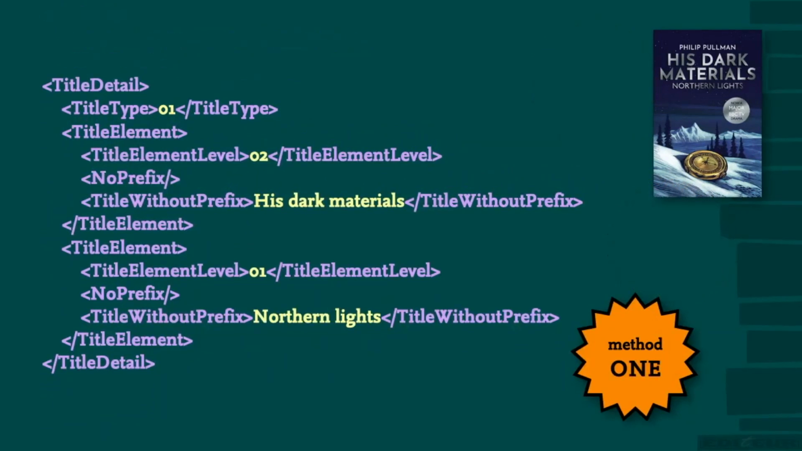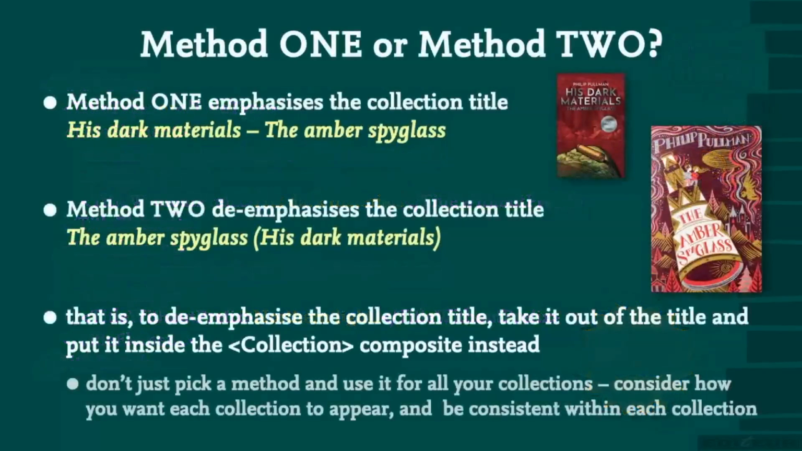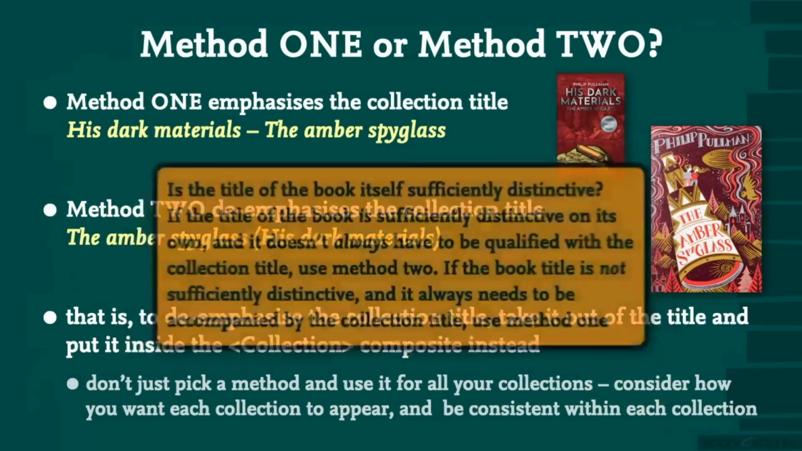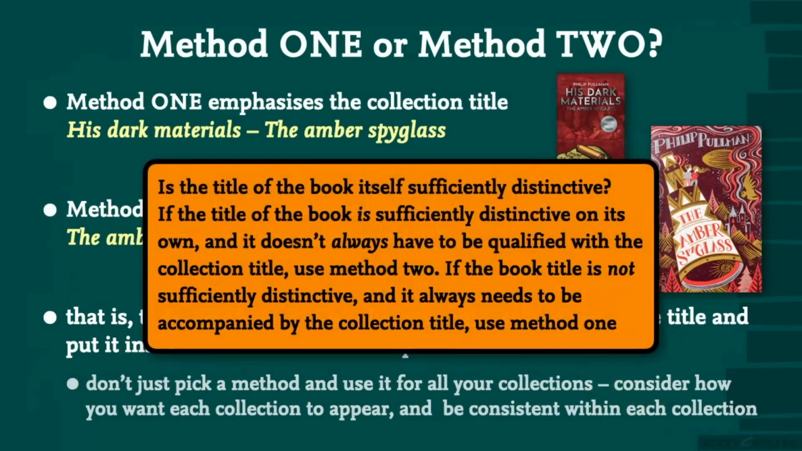So why are there two different ways of doing it? And how should you choose which one to use? Well, it's nearly all about emphasis. Which is the more important? The shared identity of the collection or the identity of the individual product within the collection? Or put another way, is the title of the book itself sufficiently distinctive? If the title of the book is sufficiently distinctive, and it doesn't always have to be qualified with the collection title, use method 2. If the book title is not sufficiently distinctive and you always need to accompany it with a collection title, use method 1.